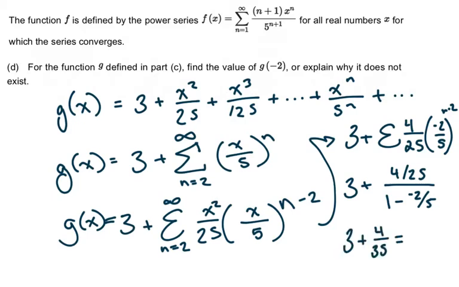And so you could write the correct answer here as just a mixed number, 3 and 4/35, or you could have 109/35, both would be fine. There's a decimal answer as well.